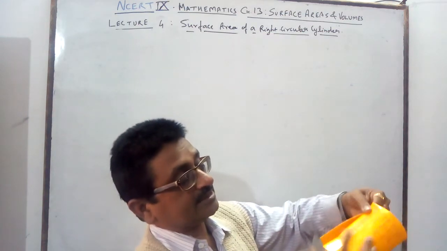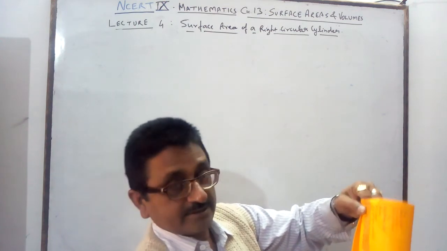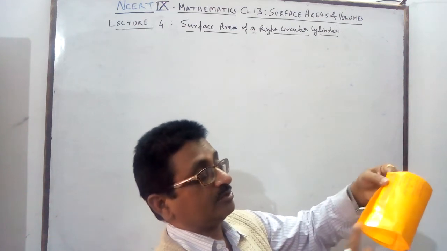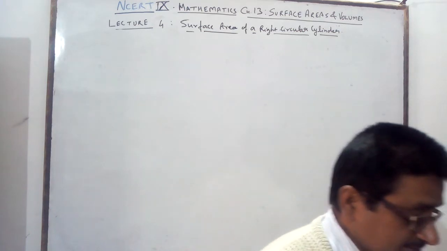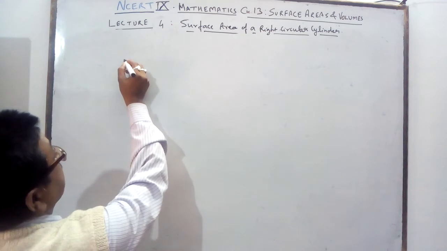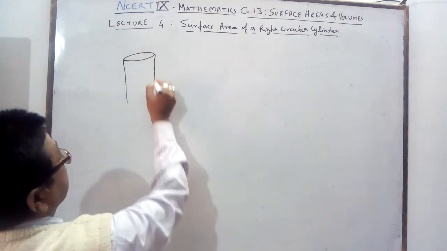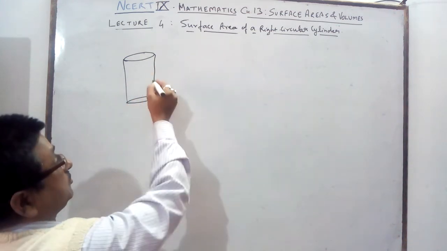So the CSA of the cylinder is the perimeter of the base into height. That is called the length. This circumference of the circle is called 2 pi r, which is L into B. So there are two parts, very important. You are getting a cylinder here. If you put a 1 rupee coin like this, you also get a cylinder.